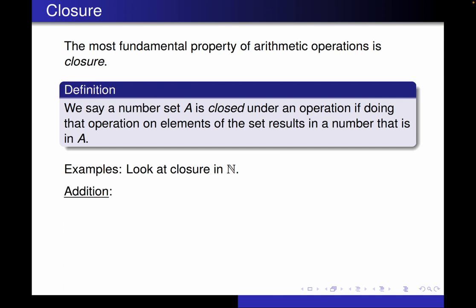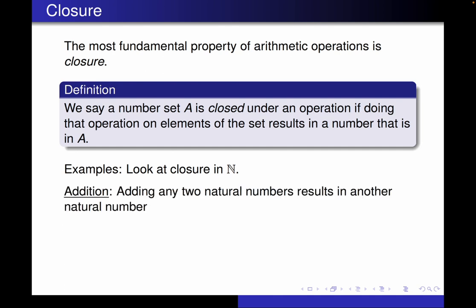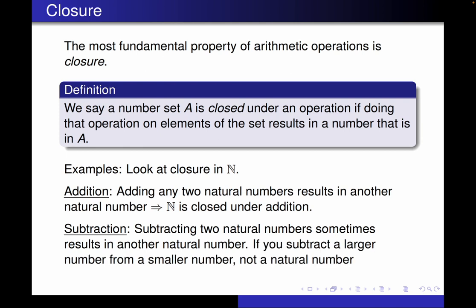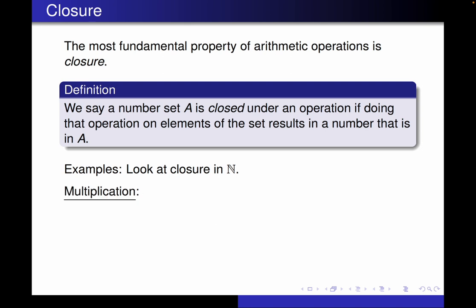So if we look at the natural numbers, for instance, for addition, if I add two natural numbers, any two natural numbers, the result is going to be another natural number. And what that tells us is that the set of natural numbers is closed under addition. However, subtraction is another issue. If I subtract two natural numbers, sometimes I get another natural number, like 5 minus 3 is 2. But sometimes I don't. If I subtract a larger number from a smaller number, like 2 minus 5, that gives me negative 3, which is not a natural number. So the natural numbers are not closed under subtraction.